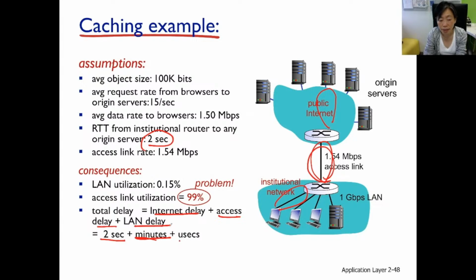And the LAN access delay is very low because utilization is super low. So let's say microseconds. So 3 components, which one dominates? Yep, queuing delay on the access link dominates. So the bottleneck is here, in terms of delay performance.